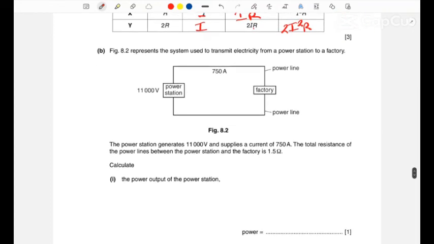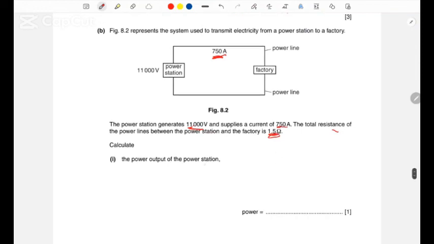Part B. Figure 8.2 represents the system used to transmit electricity from a power station to a factory. So we have 11,000 volts in the power station, and then we have 750 amps. The power station generates 11,000 volts and supplies a current of 750 amps. The total resistance of the power lines between the power station and the factory is 1.5 ohms. Calculate the output of the power station.